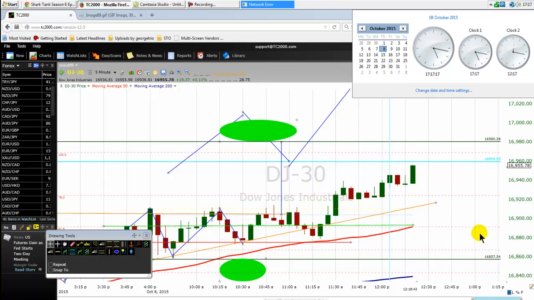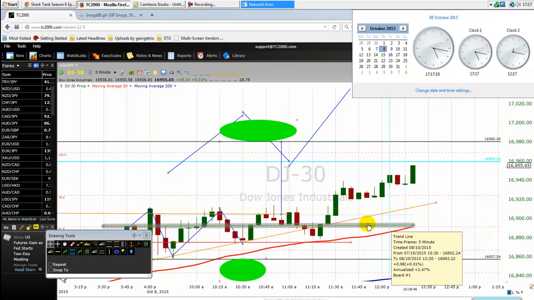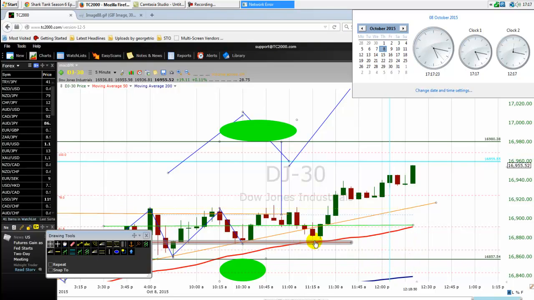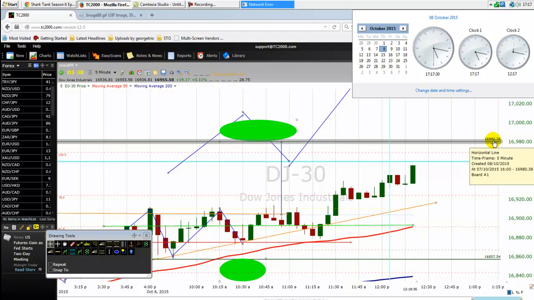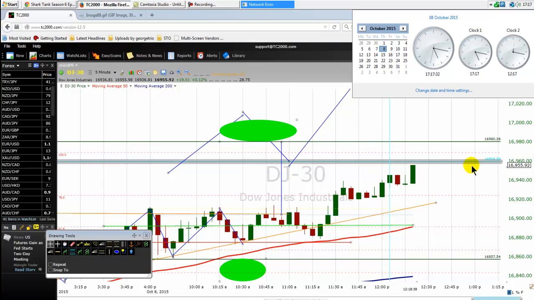We entered the trade right here at 16894. Set our stop loss 29 pips below the red line here at 16875. Greedy target at 16980. Conservative target at 16959. Come out now at 16954. That's enough for me. Happy with this trade. Beautiful trade, gorgeous trade.